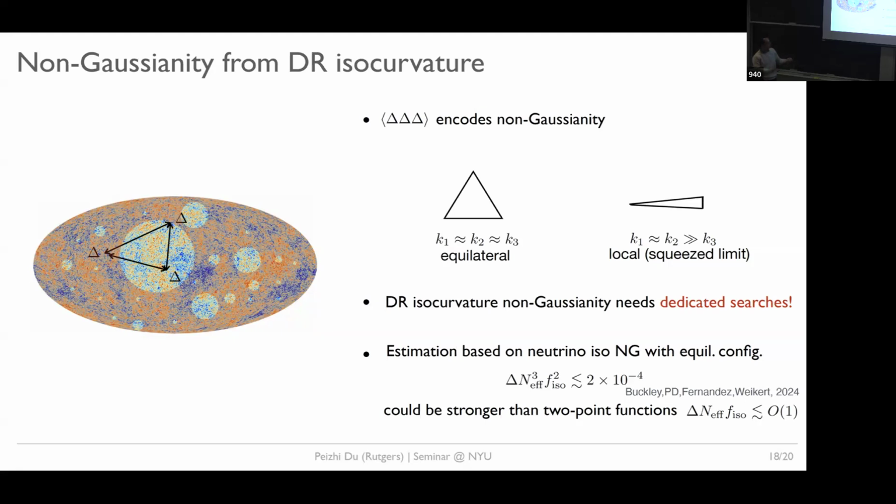Then now it goes like Gaussian effective cube, because we have 3-point functions, and f_iso squared is less than 10 to the minus 4. Notice that here I summarize the constraint from the 2-point function we got before, this combination to be smaller than order 1. If we plug it back in here, we could get a much stronger constraint on delta effective if we do a proper study of these non-Gaussianities of the 3-point functions.